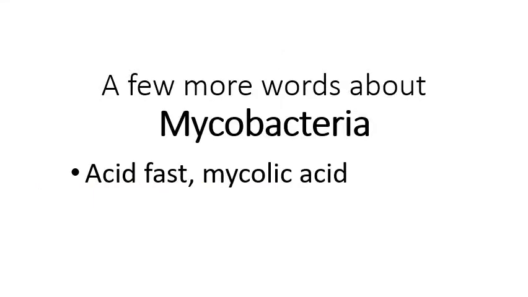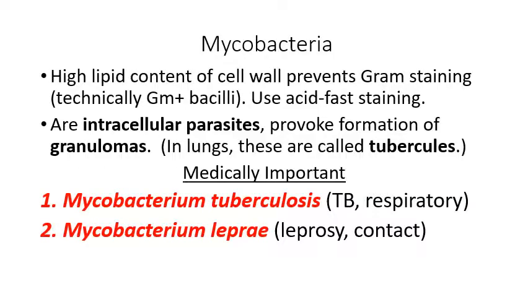Okay, so they are acid-fast bacteria that have mycolic acid in their cell wall. If you want to see them properly, you have to stain with carbol fuchsin. They are intracellular parasites that provoke a reaction by the immune system, forming lumps called granulomas, and also occasionally lesions that produce sores.